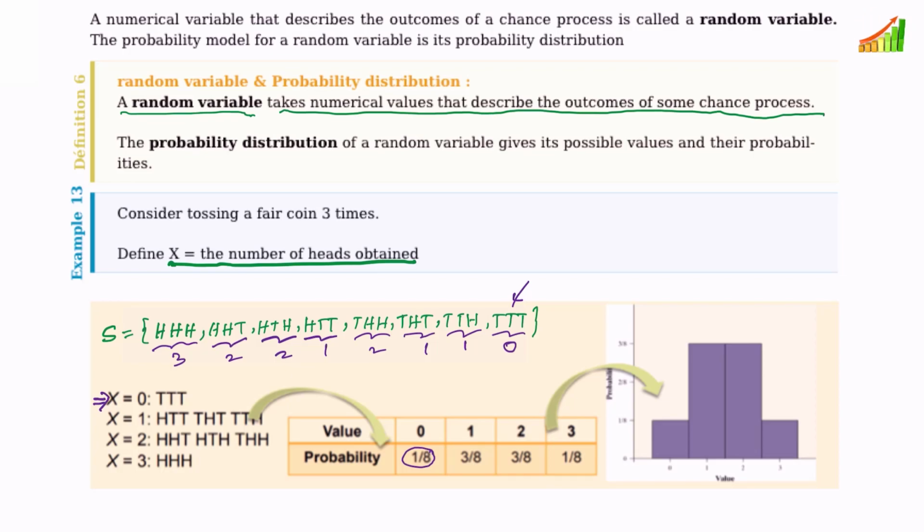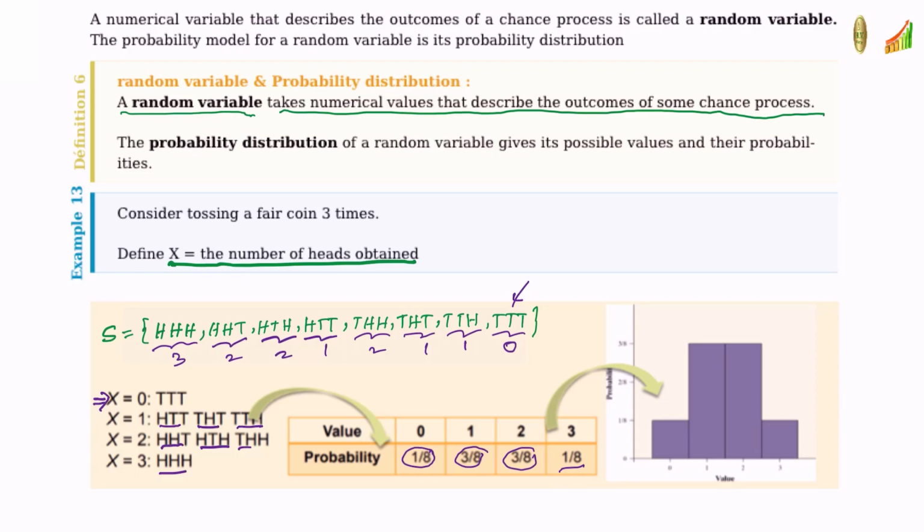Similarly, X equals 1, that means 1 head. So we use HTT, THT, TTH. Then how many do we have? 3 out of 8. Therefore 3 over 8. Then X equals 2. Similarly we can write 3 elements. Therefore 3 over 8. The last one, X equals 3. That means 3 heads. We have only one element. That probability is 1 over 8.